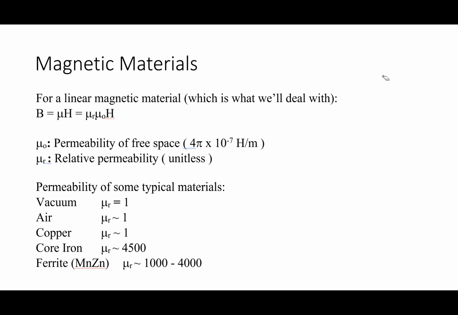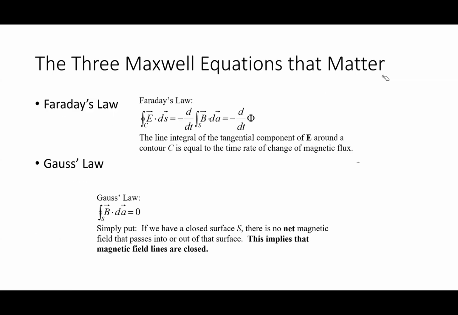If I have a current coming up through a surface, there's a magnetic field around the edge of that surface. Right? That's basically what it says. And those field lines are always closed. That's what Gauss's law tells us. This guy here, B dot dA equals 0.